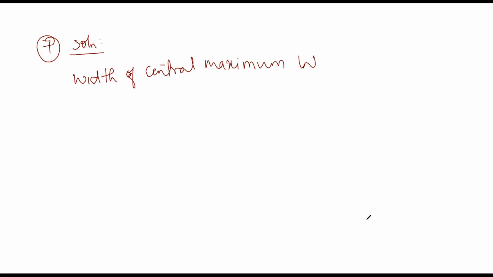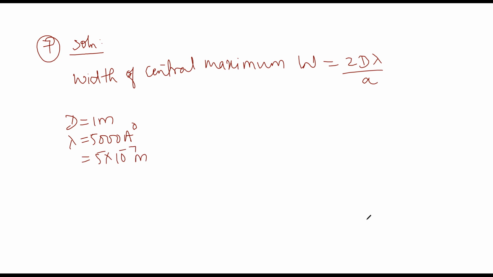W is equal to 2D lambda divided by A. What have they given? The D value is given, 1 meter. The wavelength is given, 5000 angstrom, which we can write as 5 × 10⁻⁷ meter. And the A value is given as 0.1 millimeter, and converted to meters it is 0.1 × 10⁻³ meter. The width of the central maximum is calculated using the formula 2D lambda divided by small a.